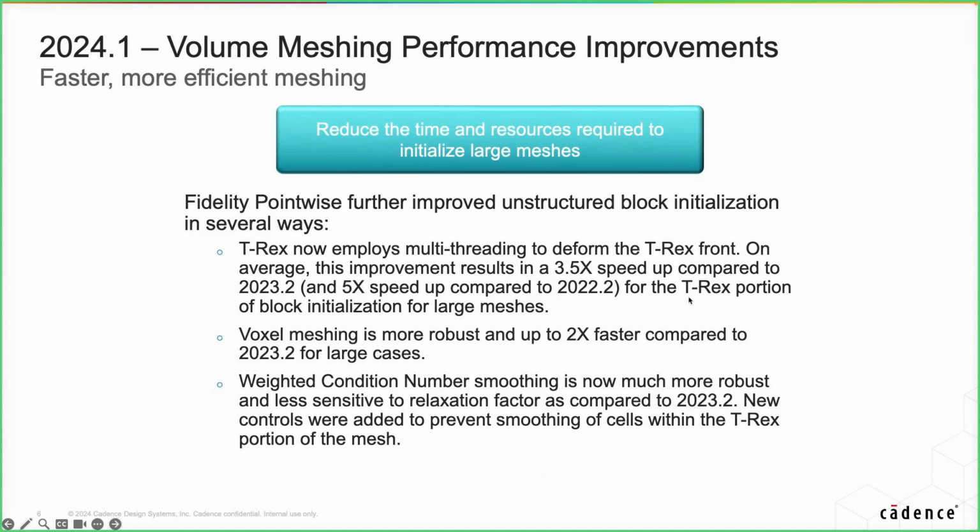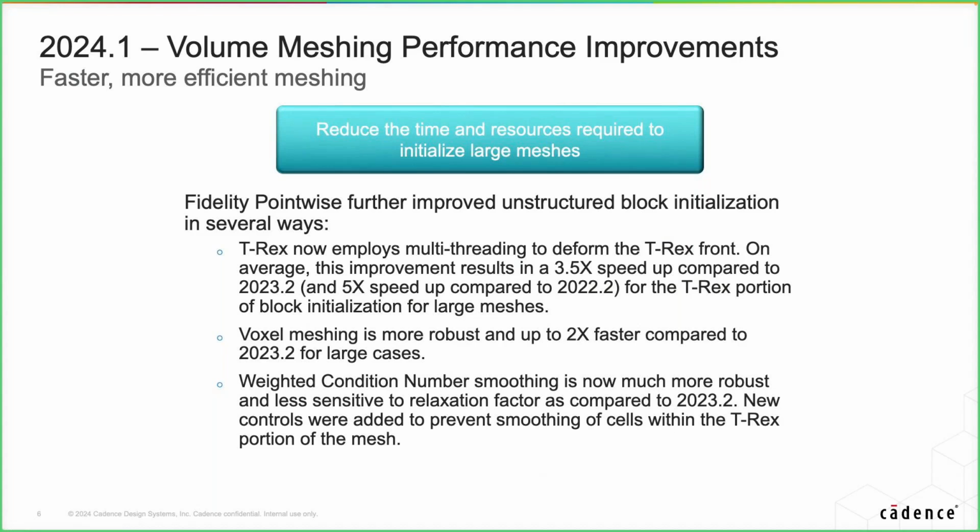And this is specifically for our anisotropic portion of volume meshing, so near your wall boundaries or adjacent to your walls. In addition to that, in 2024, we've also made our voxel meshing, which is a hex core isotropic volume meshing capability that we have in Pointwise, faster. It's about 2 times faster compared to the previous release. And it's also a little bit more robust for a few corner cases that we have run into in the last few years.